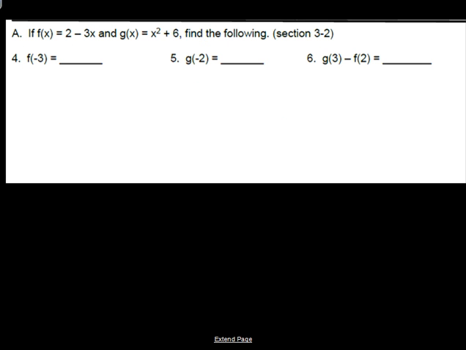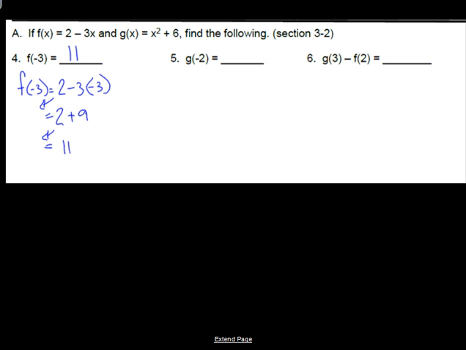For number 4, it says if f of x is equal to 2 minus 3x and g of x is equal to x squared plus 6, find the following. Here we're going to simply substitute f of negative 3. Negative 3 will replace the x in our problem. This one would be 2 minus 3 times negative 3 now. So it'll be 2 plus 9, and 2 plus 9 is 11.